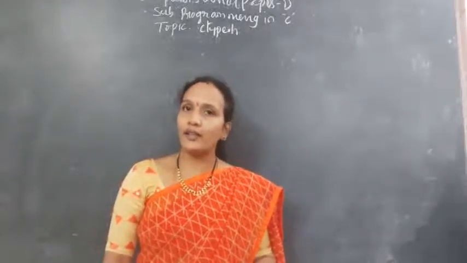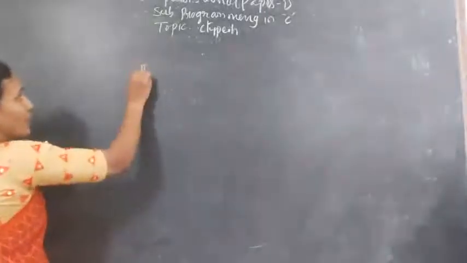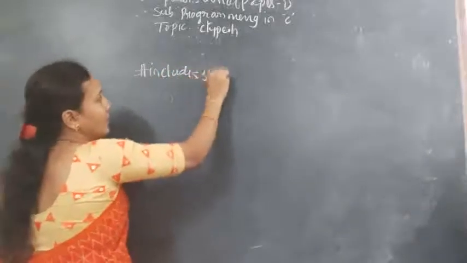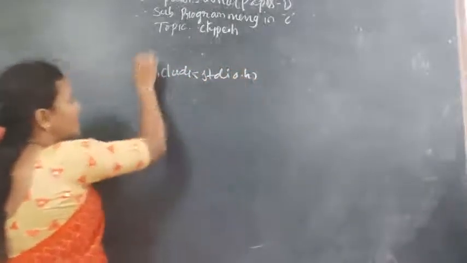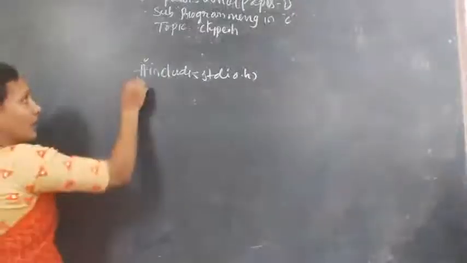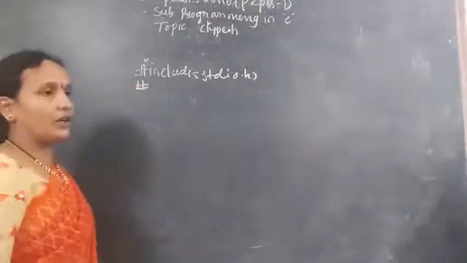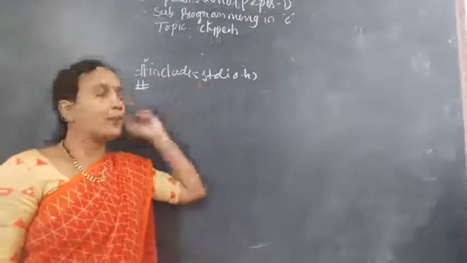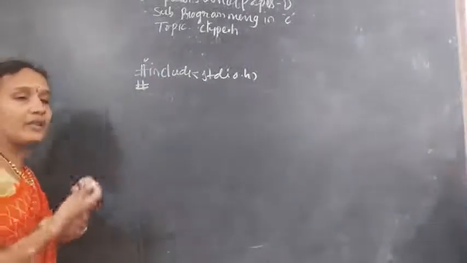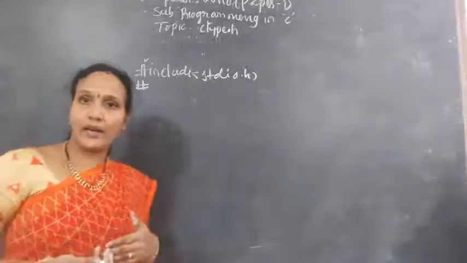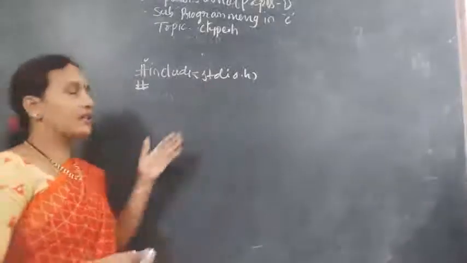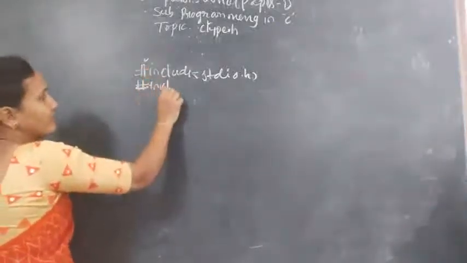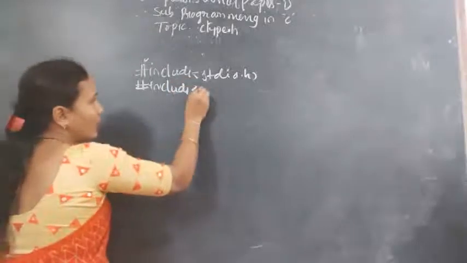And where you have to write that header file? Suppose we already discussed the preprocessor command stdio.h. The preprocessor starts with a hash. If you are using printf and scanf, that is why this is mandatory. Okay, so what if you are using extra functions which are not available in this header file? For example, I am using character functions.